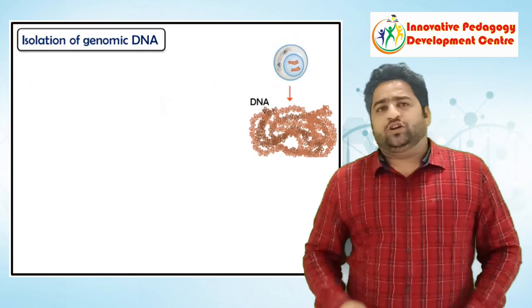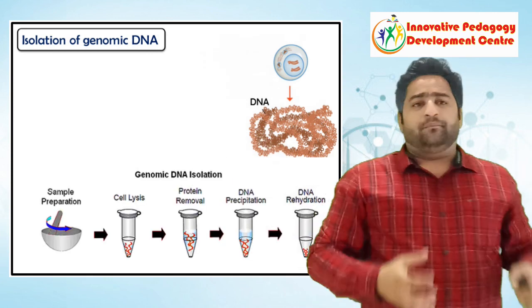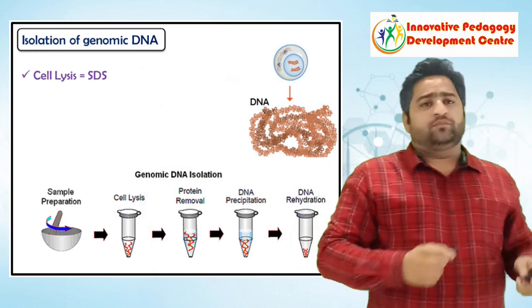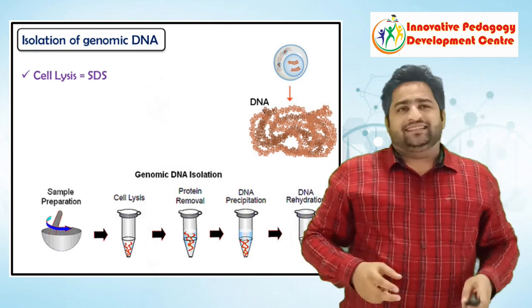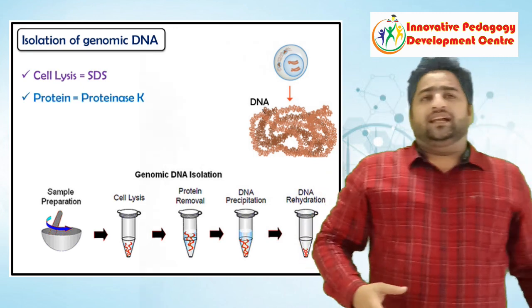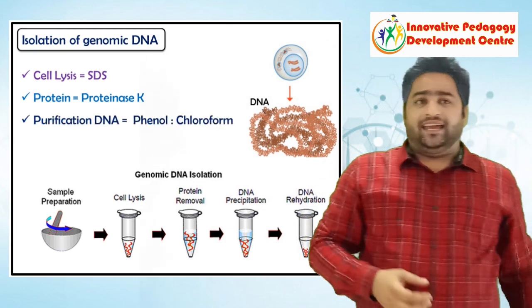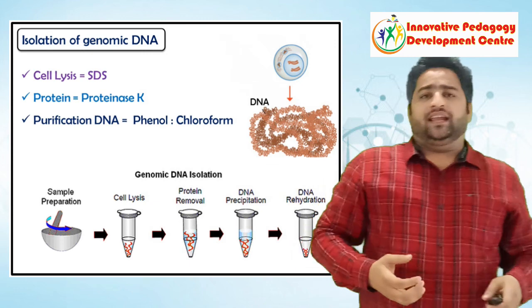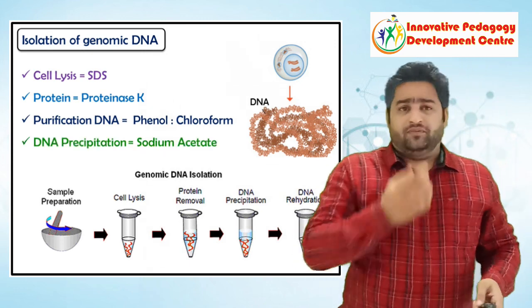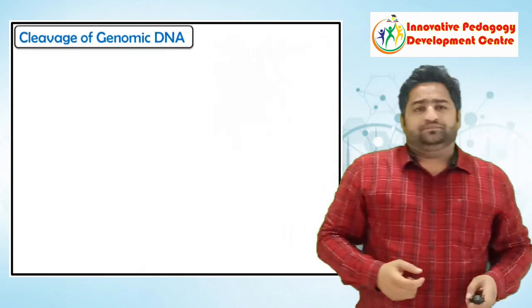First is isolation of genomic DNA. To extract the DNA, we need to prepare the sample in the mortar and pestle. Then we will add the lysis buffer, that is sodium dodecyl sulfate, to break the cell wall. So all the cytoplasmic content will come out. Then we will remove the protein by adding proteinase K. Then purification of DNA: we will add the phenol chloroform to precipitate DNA. We will add the sodium acetate. At the end, we will get the DNA.